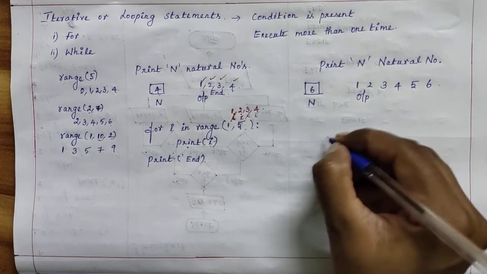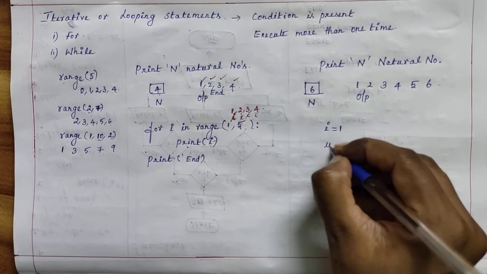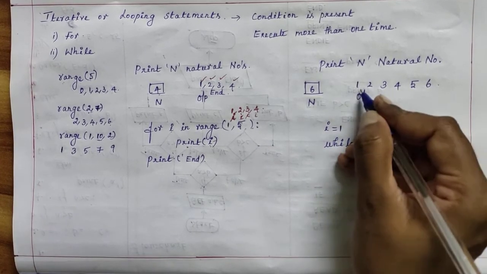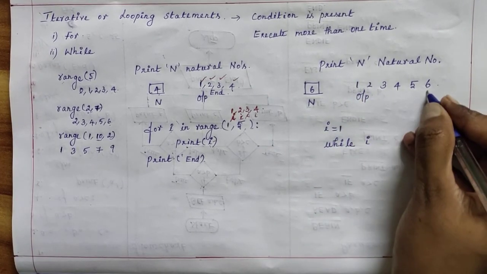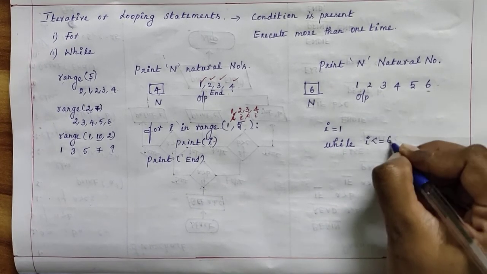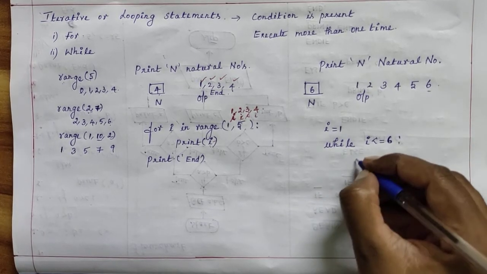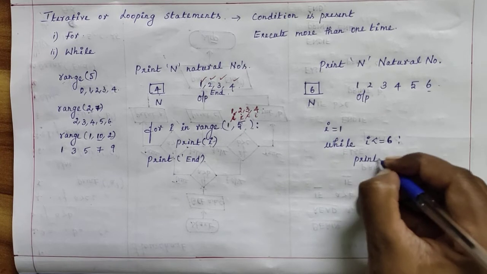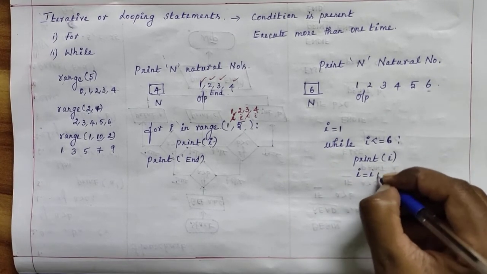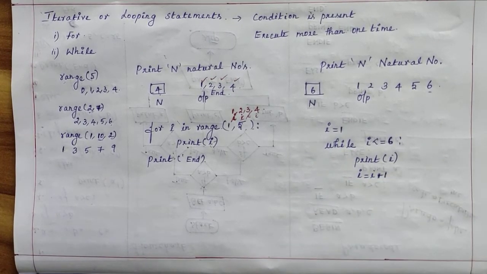See here, first I is equal to 1, that is the initialization, and then we are going to write while, which must be followed by the condition. So what is this condition? I is less than or equal to 6. Next, we are going to print I, and then I should be incremented, that is I is equal to I plus 1.